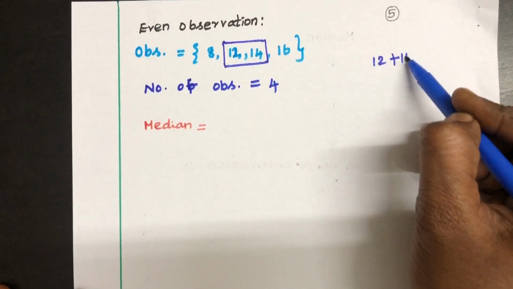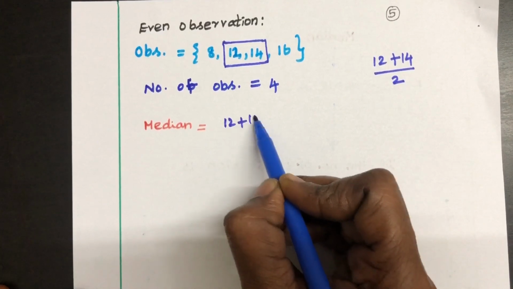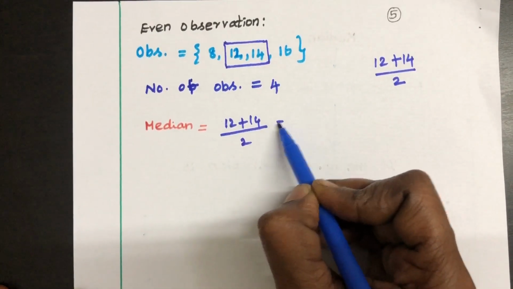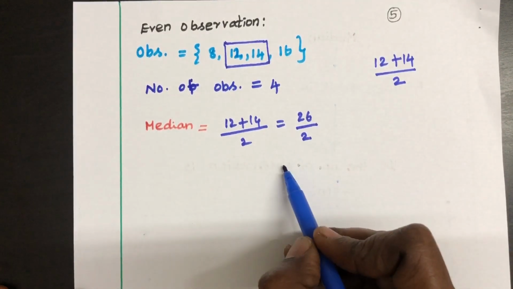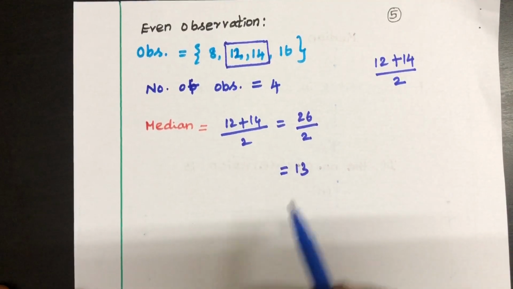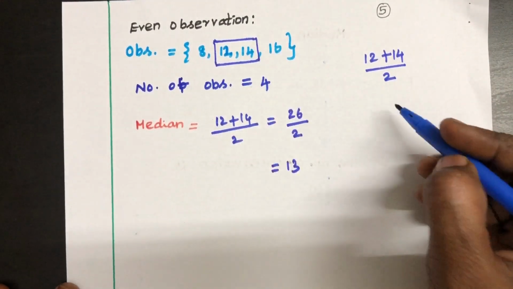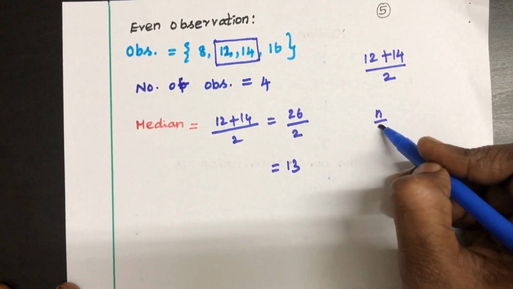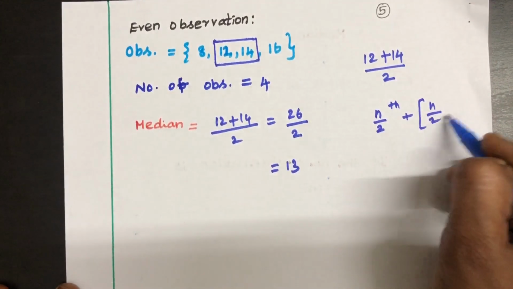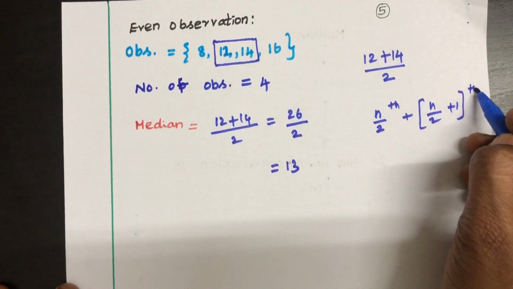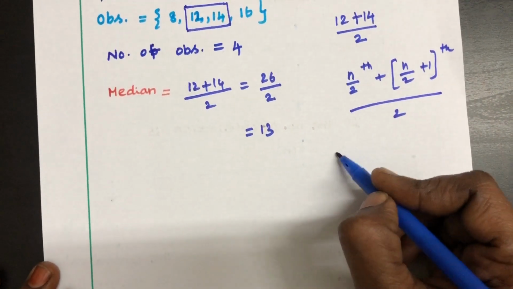12 plus 14 divided by 2. This is equal to 26 divided by 2, equal to 13. 13 is our median. See, we can also use one formula for that: the (n by 2)th observation plus the (n by 2 plus 1)th observation, divided by 2. I will show you how to do this also.